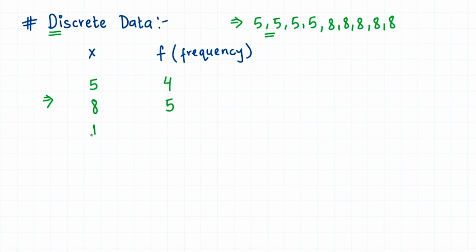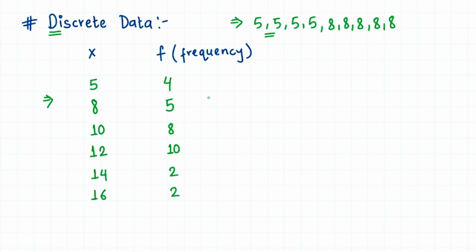So let's say we also have 10 in our data, and let's say there are 8 10s, and then we have 12. Let's say there are 10 12s, and then we have 14 and 16, let's say. Let's say the number of 14 is 2. We also have 2 16s in our data.